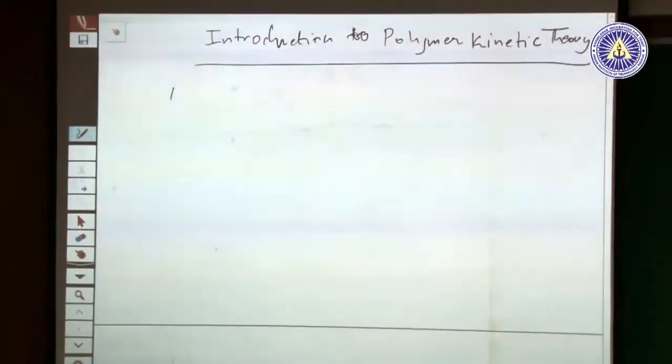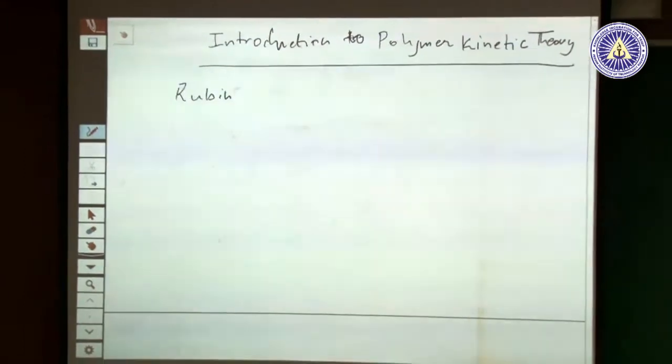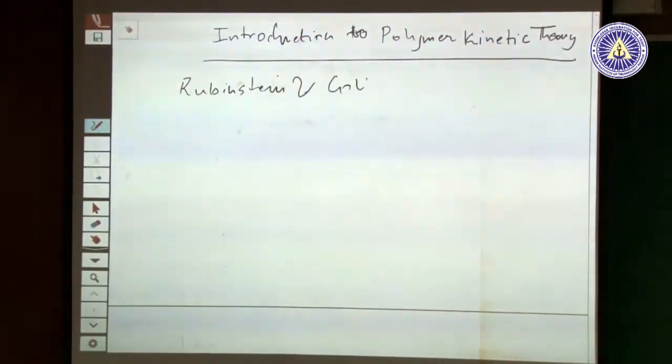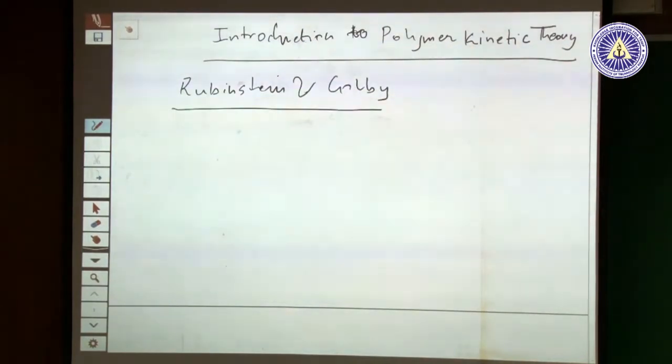One is by Rubinstein and Colby. The book is on polymer physics. But I'll borrow from it to introduce you to some ideas from polymer statics, right?